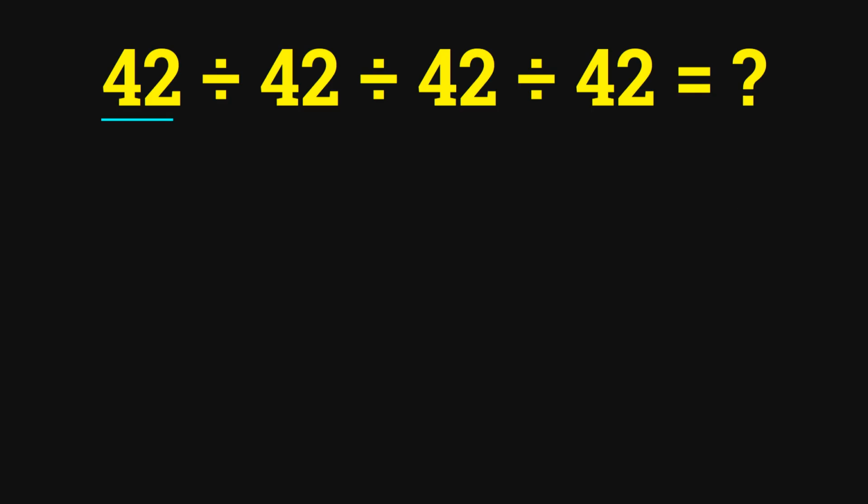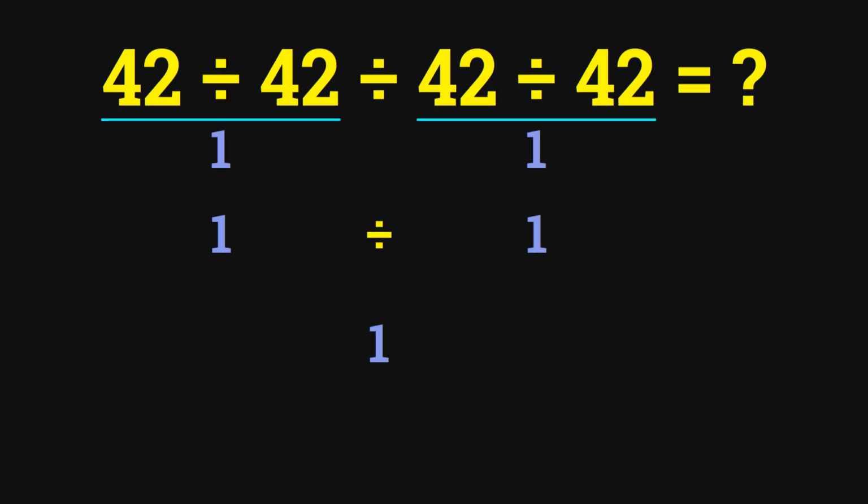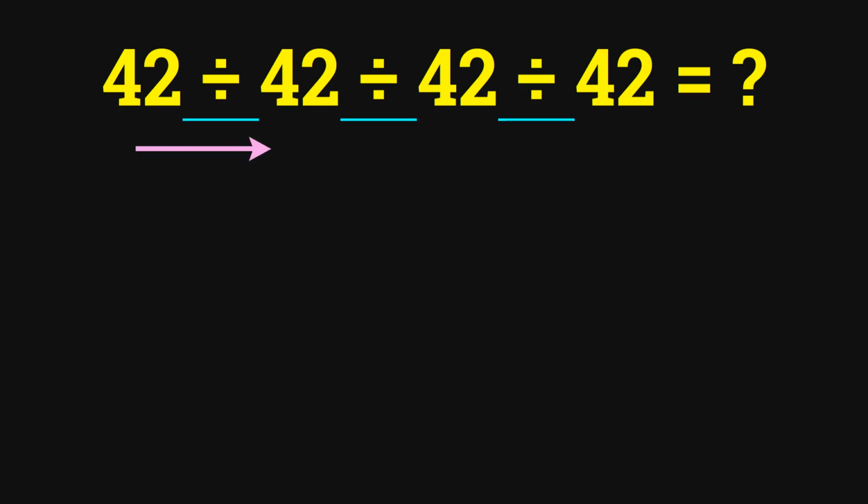42 divided by 42 equals 1, and 42 divided by 42 gives us 1, and 1 divided by 1 gives us 1. But this answer is not correct, because according to the order of operations, when we have more than one division, we have to work from left to right.